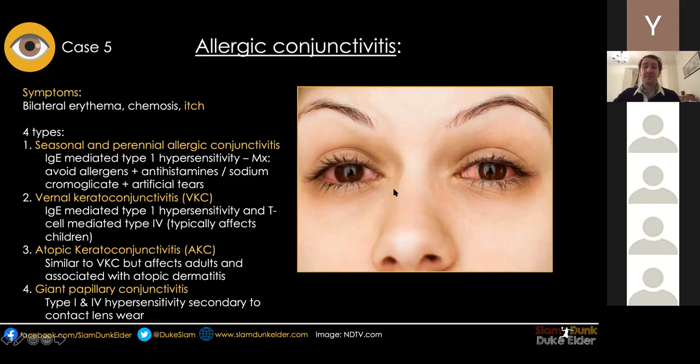So someone's asking if we treat viral conjunctivitis with antivirals. No, you wouldn't. I don't think it's severe enough to warrant treating with antivirals. But yeah, allergic conjunctivitis is very, very itchy, normally self-resolving, and it's about minimizing the exposure, but you can treat with some antihistamines and artificial tears for comfort.